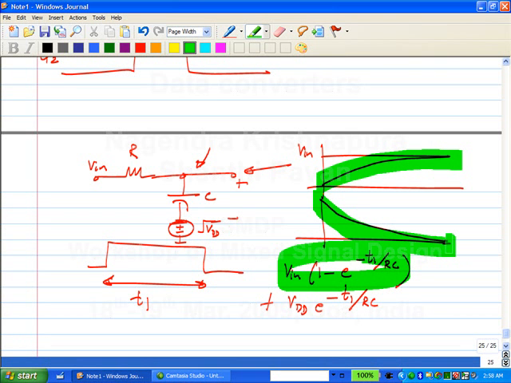So we have to figure out some way of making these two capacitors forget their past, correct? In spite of the fact that one of them is at VDD and one of them is at minus VDD. We need to be able to make them forget their past, even though you have finite RC. Does that make sense?